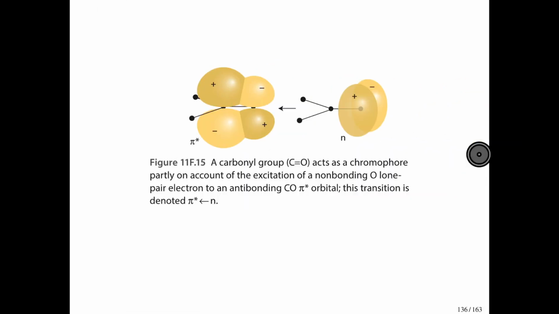Here is an example of the n to pi star transition in the carbonyl. So you've got carbon, oxygen, and then whatever the carbon is attached to. The n part of the transition is a lone pair electron, so a p orbital electron on the oxygen, and then it's promoted to a pi star anti-bonding orbital that's delocalized across the functional group.